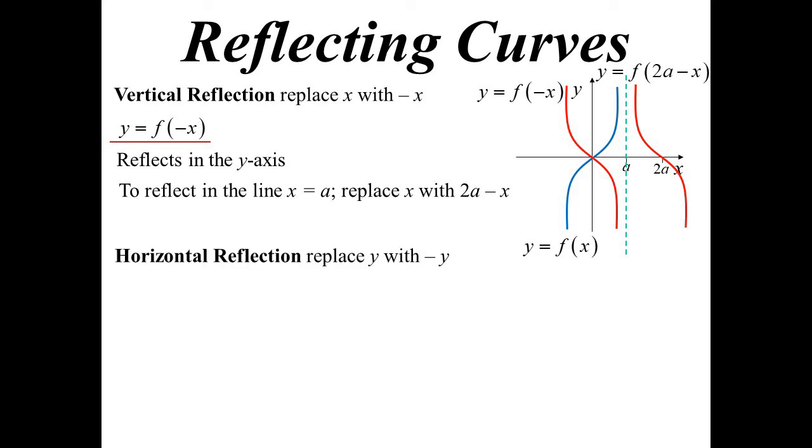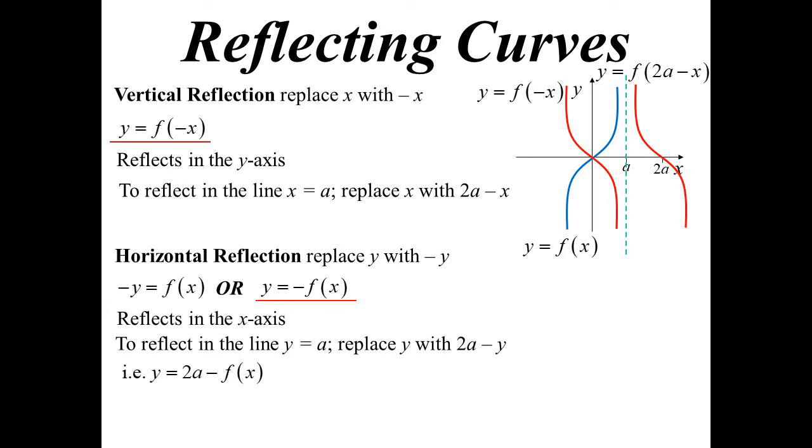Horizontal, similar thing, but now we're replacing y with negative y. So we'll end up with negative y equals function x, but again, we probably don't normally see it written like that. We're so used to having equations as y equals. We're probably more used to seeing it as y equals negative function x. But again, that negative sign is actually associated with the y value because the negative isn't inside the function, it's outside the function.